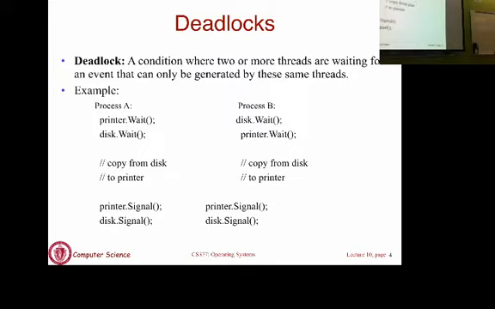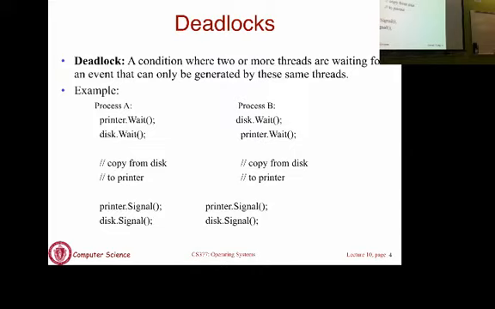Process A runs and grabs the printer lock. Okay, it acquires that lock, but before it can grab the disk lock, its time slice expires. So now process B runs, and it grabs the disk lock, which process A hasn't yet grabbed.